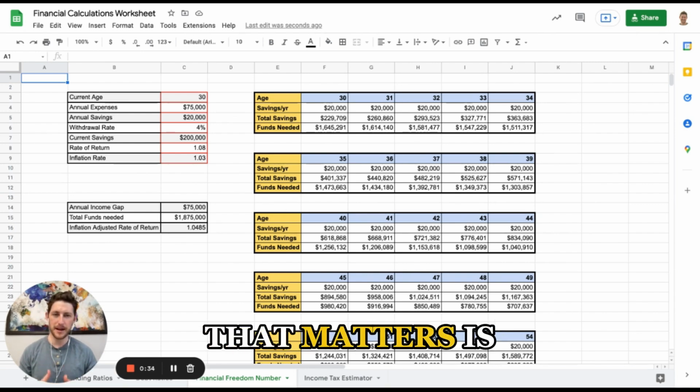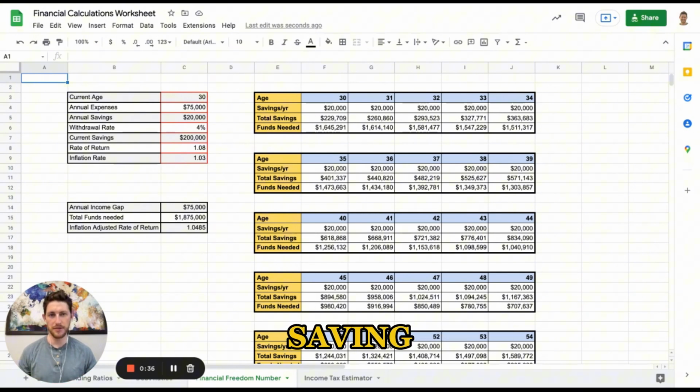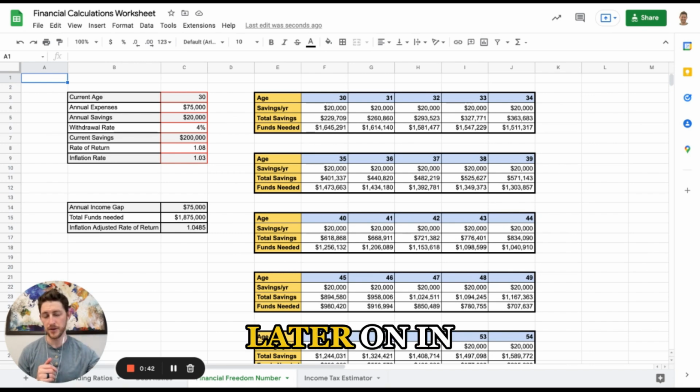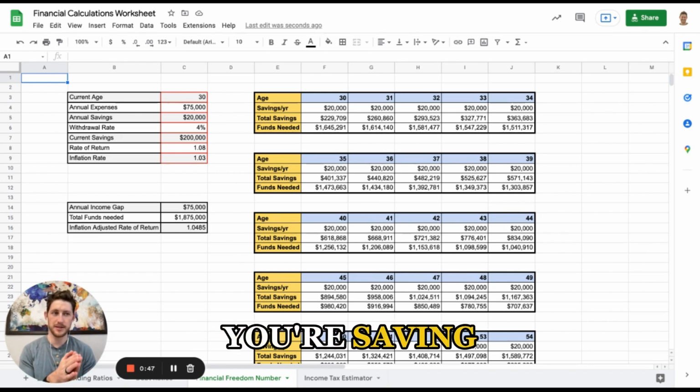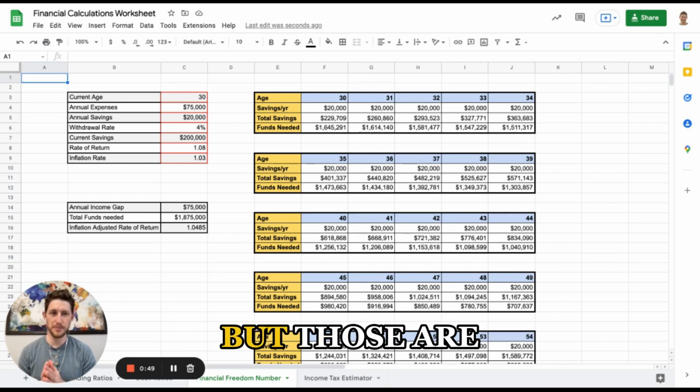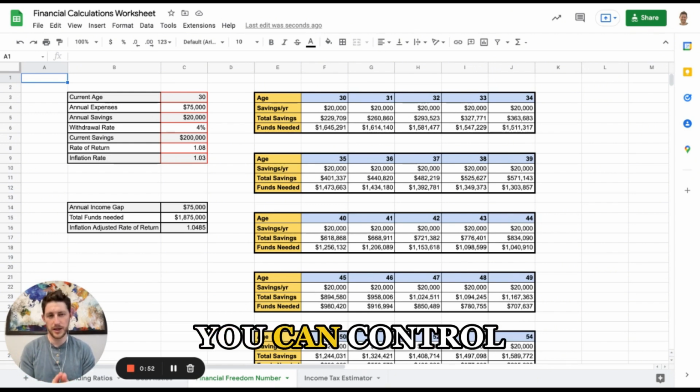Essentially, the only thing that matters is how much you're saving and investing, and then how much your expenses are going to be later on in life. So your expenses and how much you're saving. There are some other factors, but those are the most important, the ones that you can control.